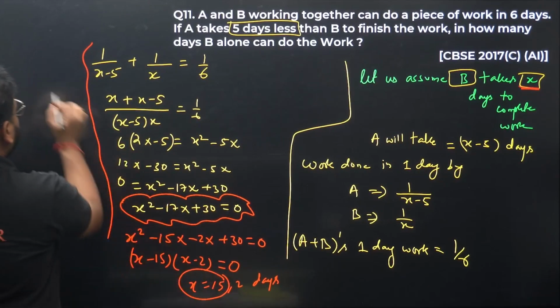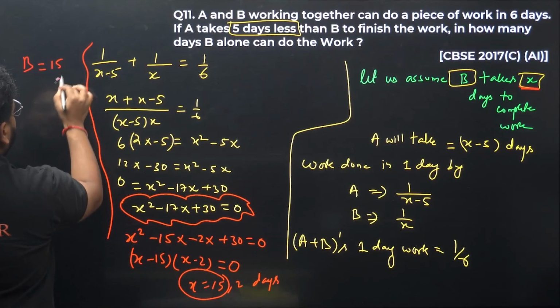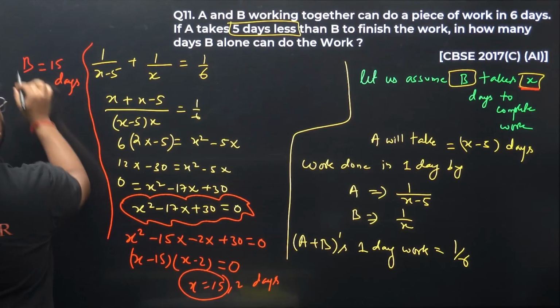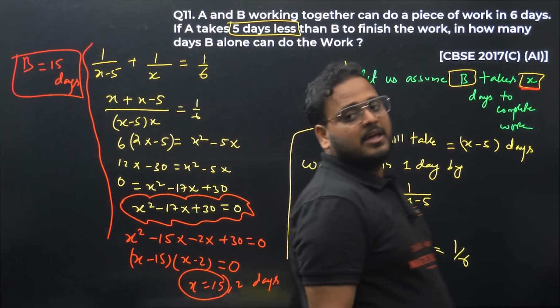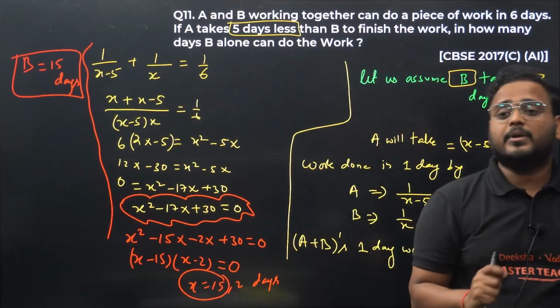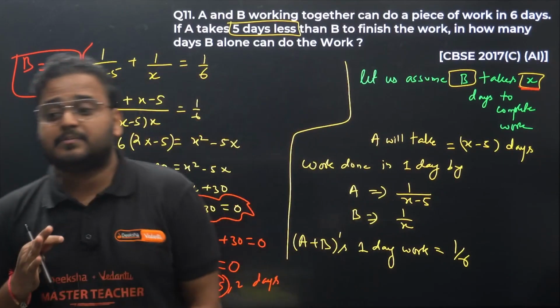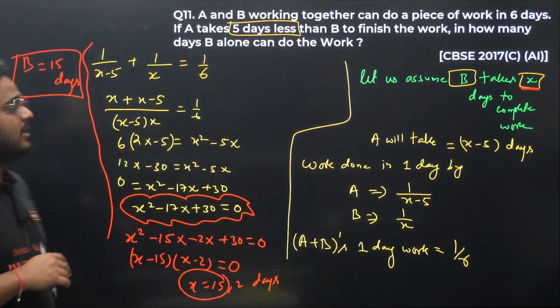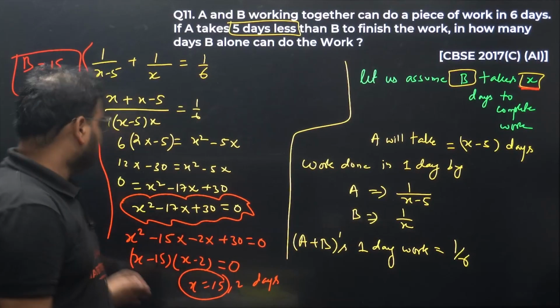2 has to be ignored. So for B, answer will be 15 days. Time taken by B to complete the work will be 15 days. If B works alone, it completes the work in 15 days, not 2 days. 15 days is my answer. Please check, question number 11 is done. Question number 12 will start now.